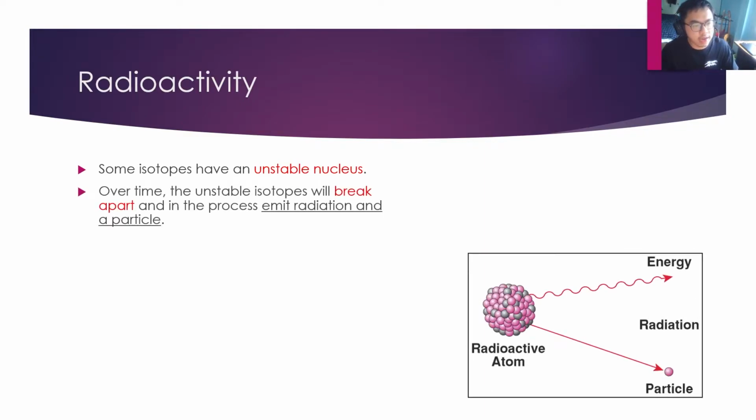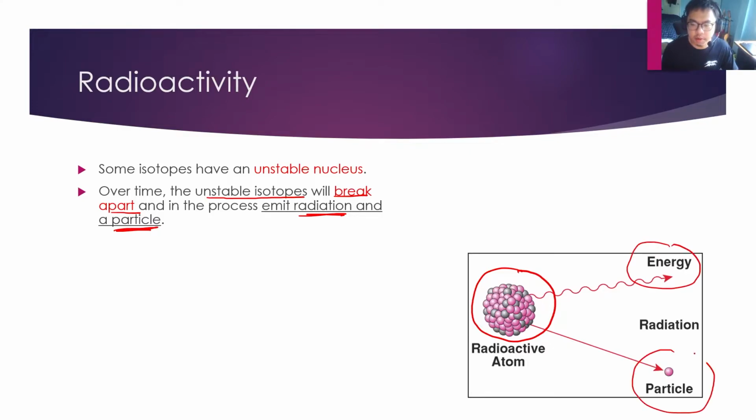Now, over time, the unstable isotopes will break apart, because they are unstable. And in this process, they will emit something that we call radiation and a particle. So you can see from this picture here, you have a radioactive atom, and this radioactive atom has an unstable nucleus. In order for it to become stable, it needs to break apart, and in this process, will give out radiation. So usually some sort of energy and some sort of particle. And what they are, we'll talk about in part two.